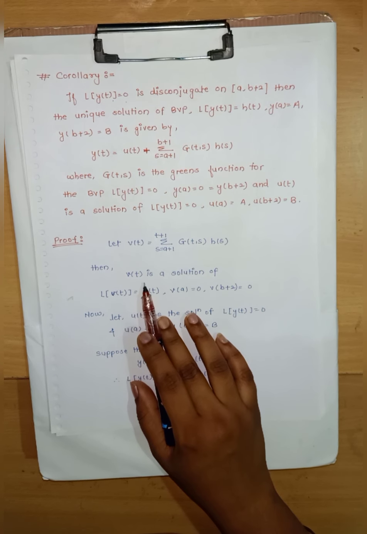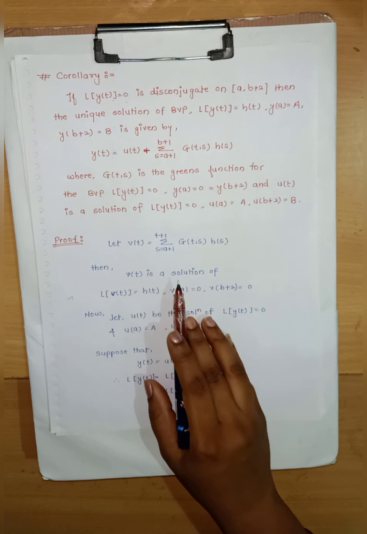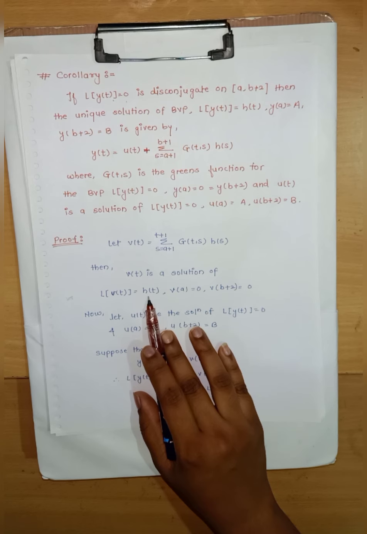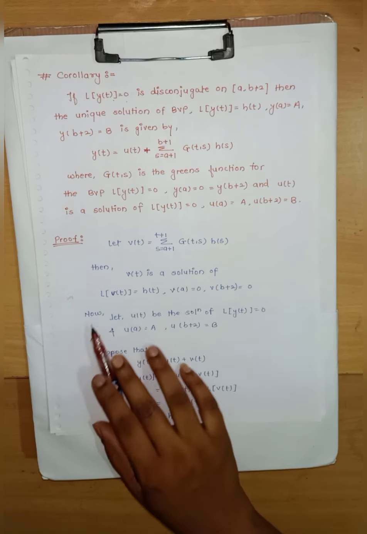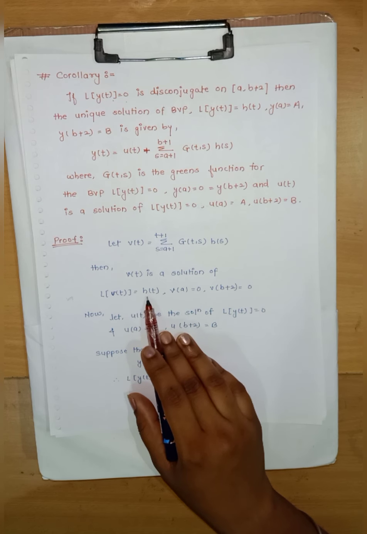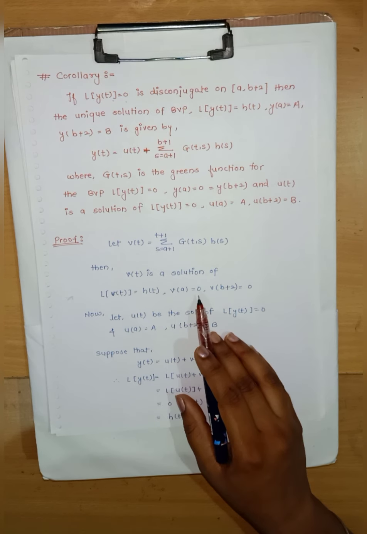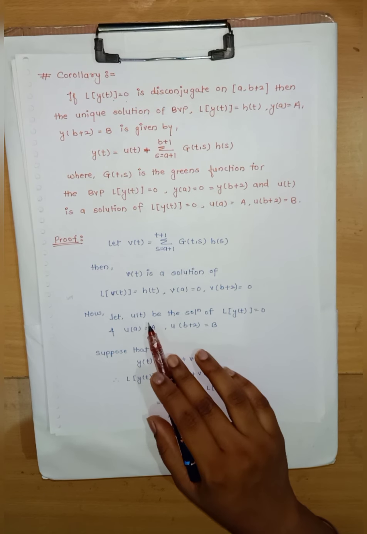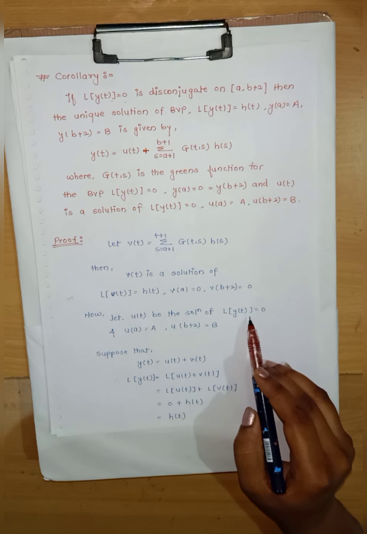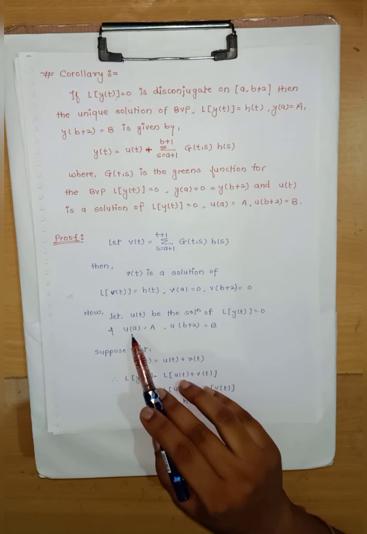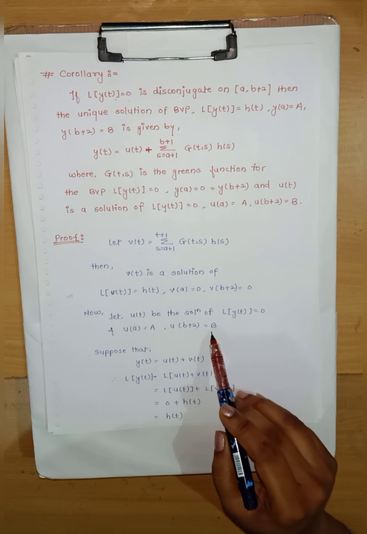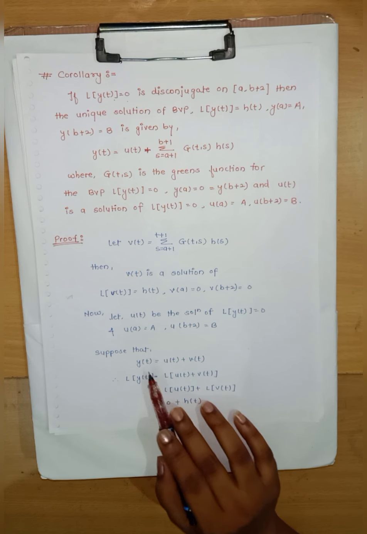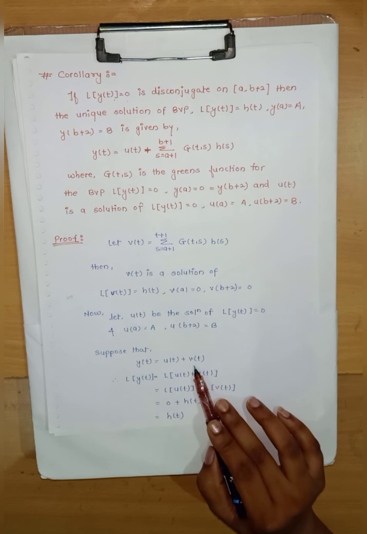Then let's see that v of t is a solution of L of v of t equals to h of t. Suppose v of t is a solution of L of v of t equals to h of t. Therefore v of a equals to 0 and v of b plus 2 equals to 0. Now let u of t be the solution of L of y of t equals to 0, that is u of a equals to A and u of b plus 2 equals to B. Suppose that y of t equals to u of t plus v of t.